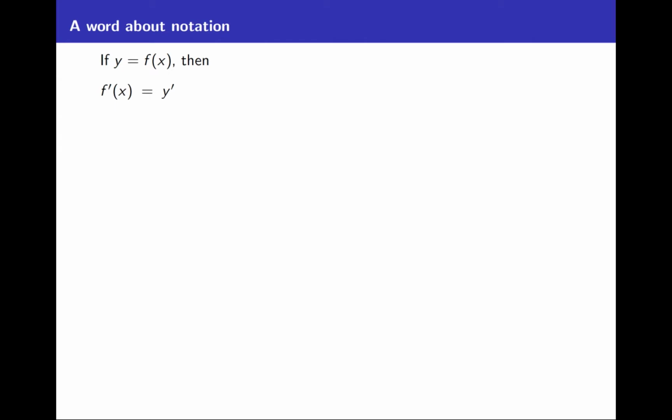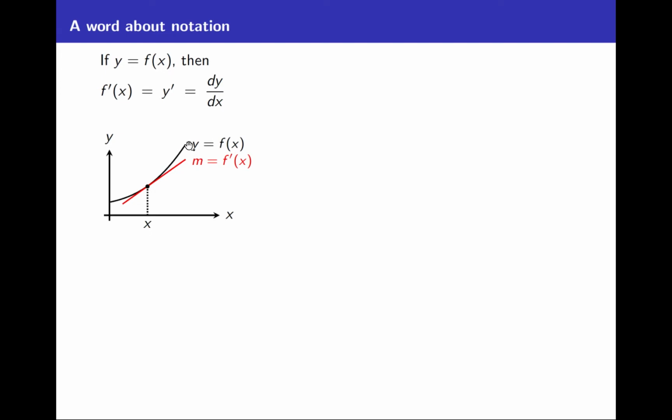Let me say a few words about notation. Remember that if y is equal to f of x, then the derivative f prime of x can also be denoted as y prime, which makes sense. If y is f, then y prime should be f prime. And we also denote this derivative as dy dx. And remember where this notation comes from. Dy dx, it's just a notational package that stands for f prime of x. But you can think of it this way.